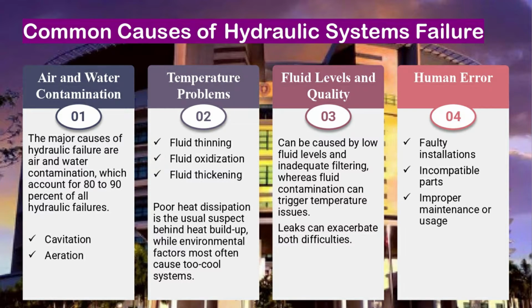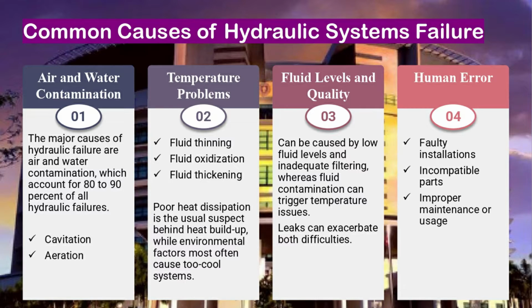There are 4 common causes of hydraulic system failure. The first one is air and water contamination. This is the major cause of hydraulic failure, accounting for 80 to 90% of all hydraulic failures.